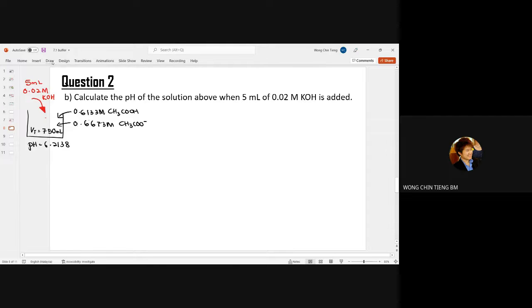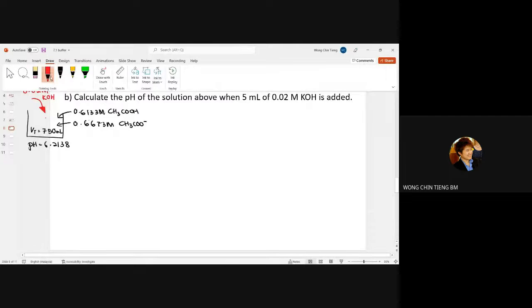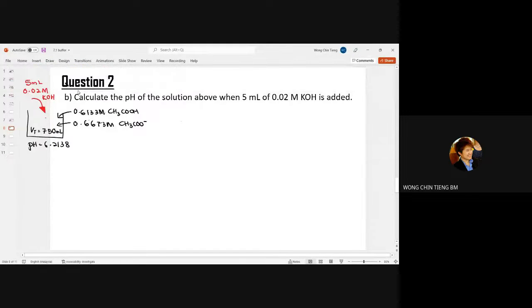So, for this question, I don't need this new concentration, I have to find everything in number of moles. I have to find the number of moles of CH3COOH, the number of moles of CH3COO minus, and the number of moles of KOH. And just a kind reminder, when I have added it in, my new volume will be 755 milliliter. Agree? Okay, keep this volume first.